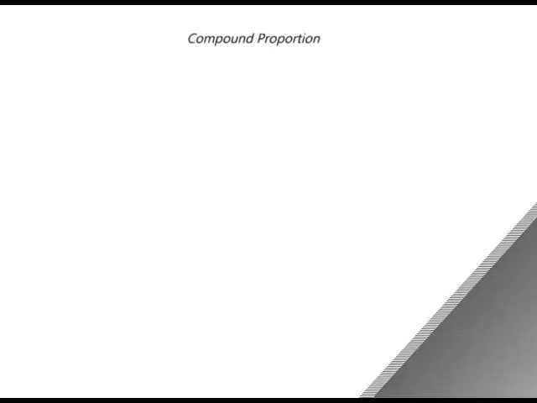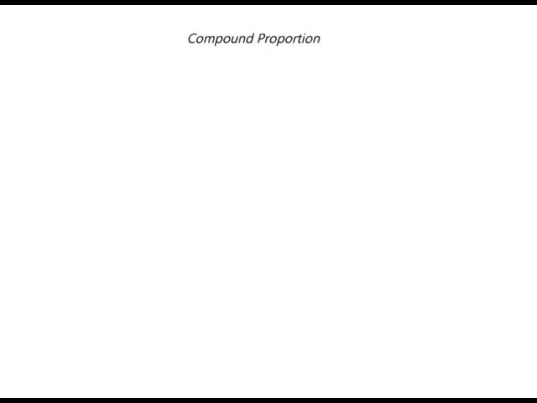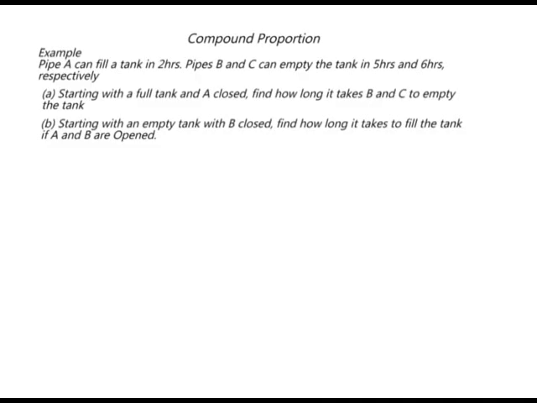There are, however, some problems that will only work with the unitary method. For example, pipe A can fill a tank in 2 hours. Pipes B and C can empty the same tank in 5 hours and 6 hours respectively. A, starting with a full tank and A closed, find how long it will take B and C to empty the tank. B, starting with an empty tank with B closed, find how long it takes to fill the tank if A and C are opened.